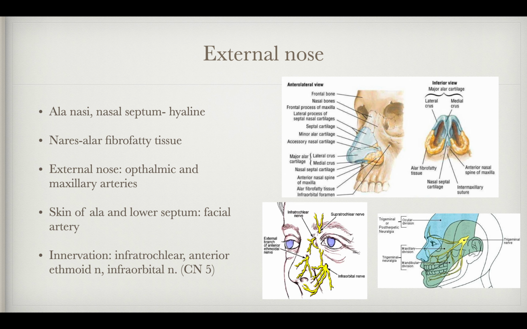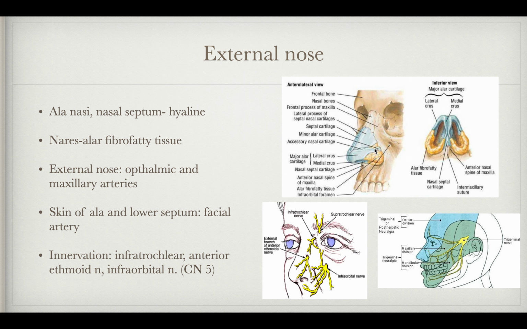Okay, so let's go through the external nose. There are the frontal bone, as you can see here, and then that's connected to the nasal bone, and the nose also articulates with the frontal process of the maxilla. Here are the lateral processes of the septal nasal cartilage. This is going to be the lateral. This is the accessory nasal cartilage. This is the minor alar, while this is going to be the major alar.